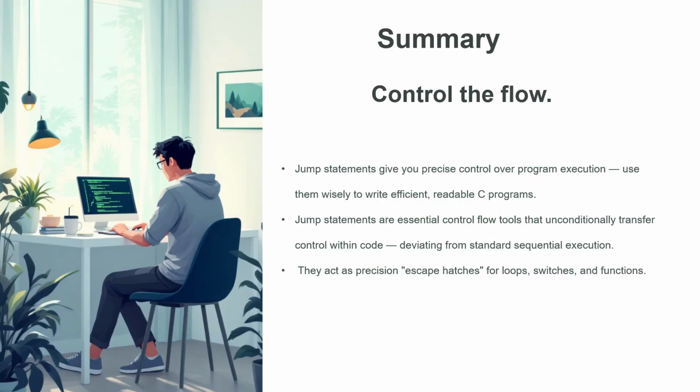The overall summary of jump statements: it is controlling the flow. Jump statements give you precise control over the program execution. You have to use them wisely to write efficient and readable C programs. Jump statements are essential control flow tools that unconditionally transfer control within the code. They deviate from standard sequential execution. They act as precision escape hatches for loops, switches, and functions.